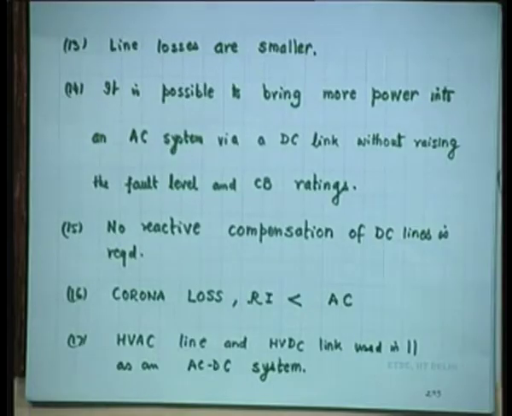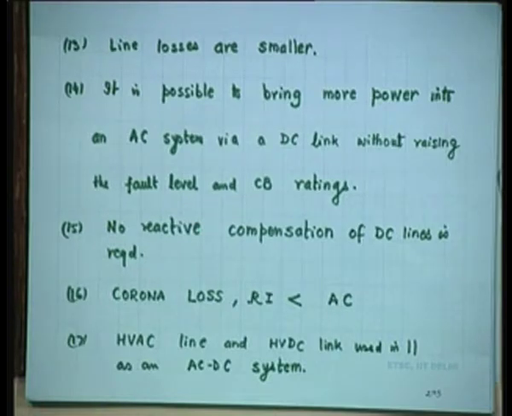Line losses are small. This point we are hammering again and again, repeating it because it is so important. It is possible to bring more power into an AC system via a DC link without raising the fault level and circuit breaker ratings. No reactive compensation of DC lines is required, which is a wonderful point. Corona loss, this we already said, and radio interference are a lot lower than the corresponding AC values.